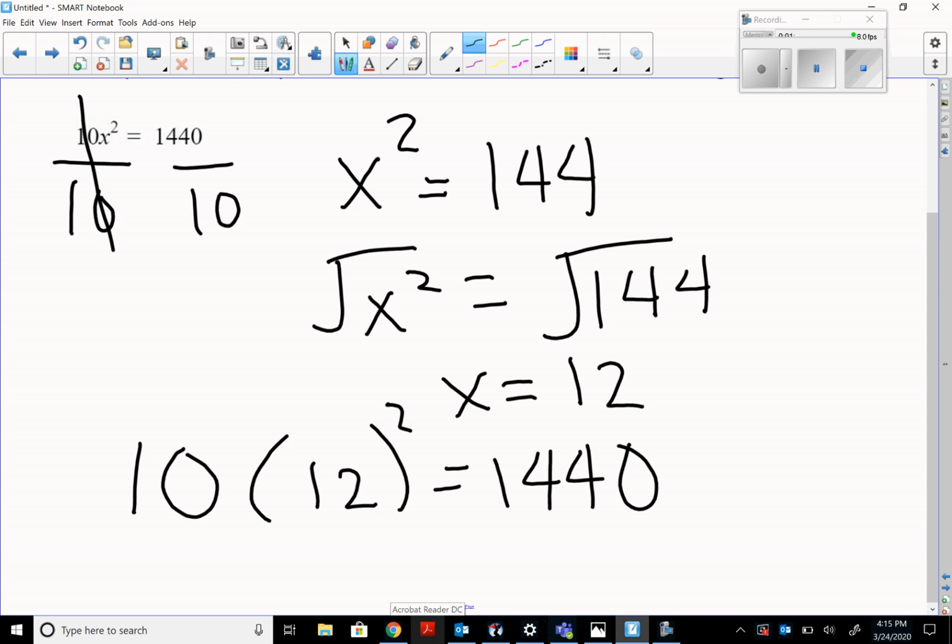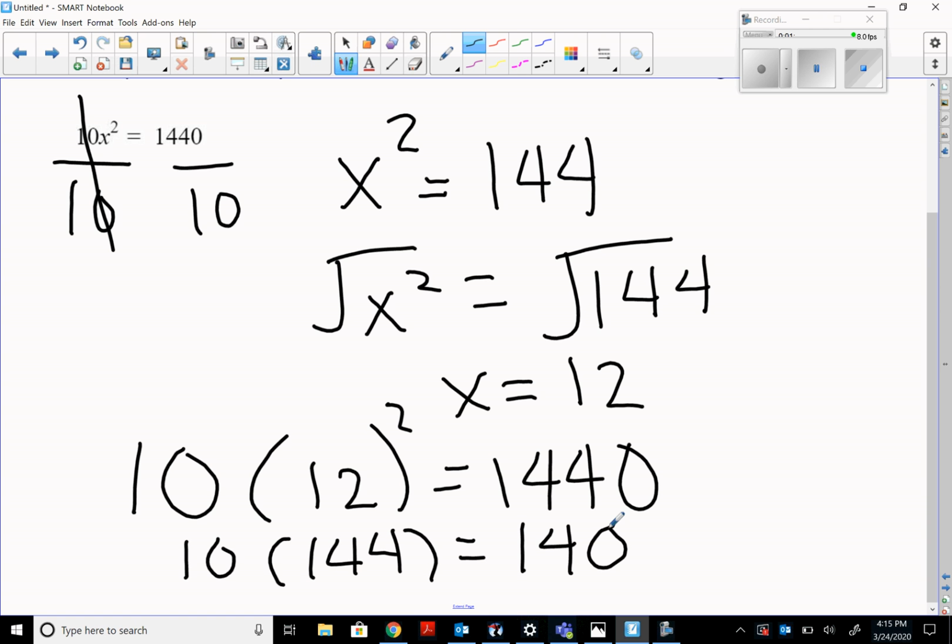So remember, order of operations, exponents come before multiplication. So I'm going to do 12 to the second power first, which is 144. And then I'm going to multiply that by 10. And thankfully, 10 times 144 is 1,440. So it does check, it does verify. So back to my answer, which is x equals 12.